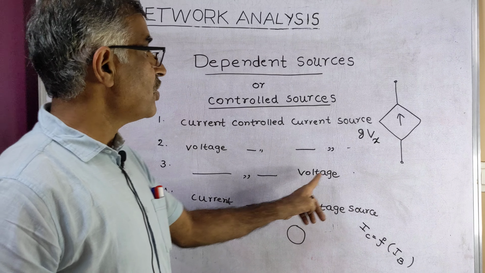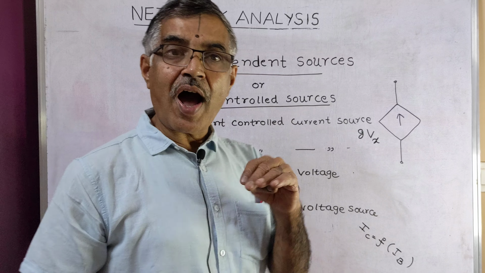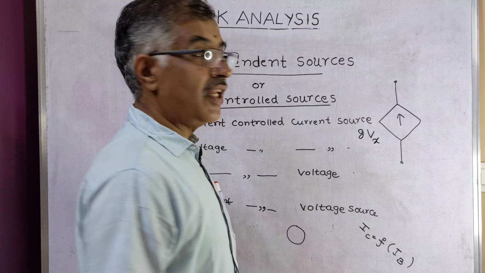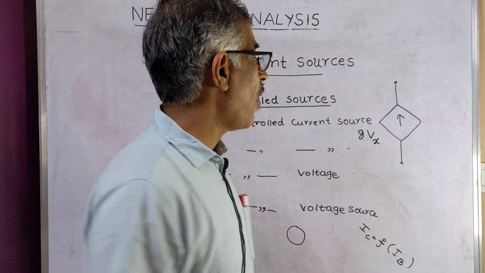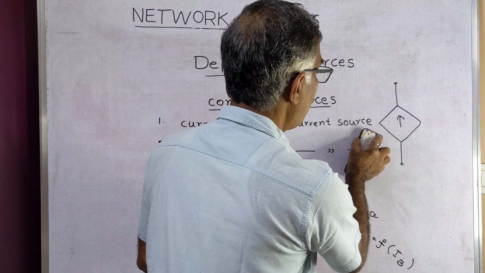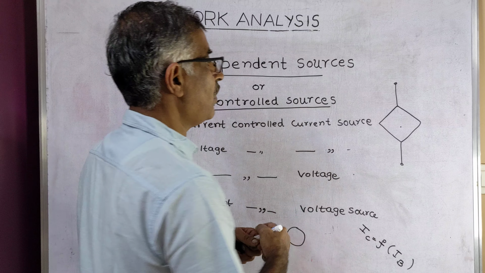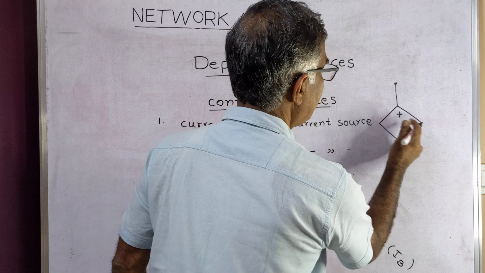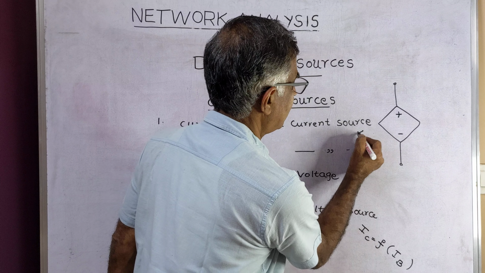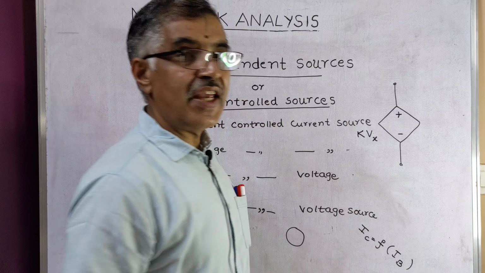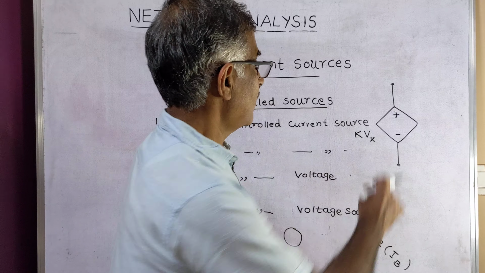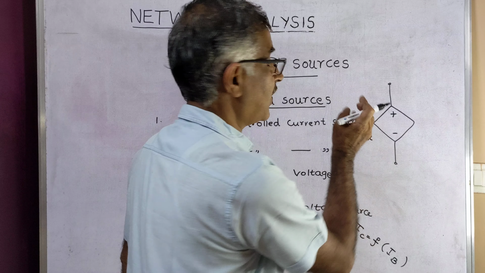Next, voltage controlled voltage source. In the case of op amps, we come across this type of dependent source. In representing the equivalent circuit of an op amp, we require what is called as voltage controlled voltage source. As it is voltage source, mark here plus minus, and it is written here KVX. Vx is a voltage elsewhere in the circuit. It is influencing this value. So K is a constant, KVX.